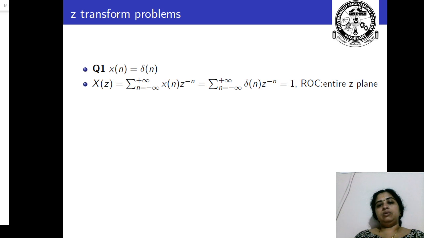Okay, so substitute that. That means in the summation, del of n has a non-zero value equal to 1 only at n equal to 0. Substitute it so that the summation becomes 1 into z raised to minus 0. Z raised to minus 0 is again 1. So the summation becomes equal to 1.